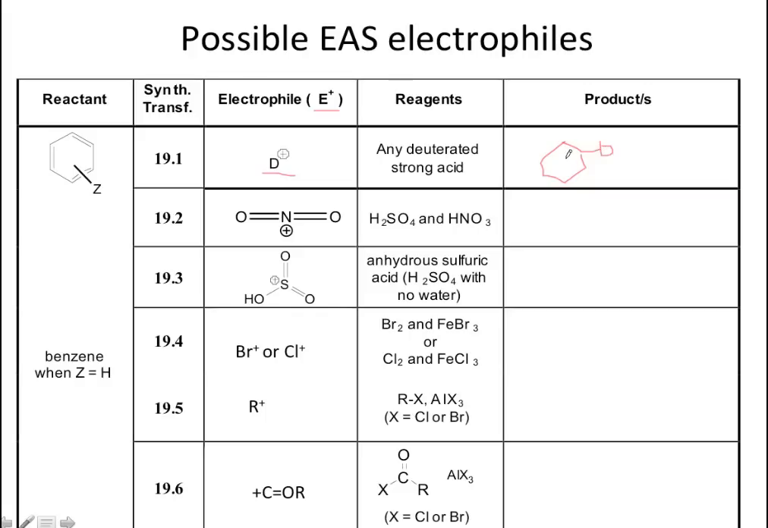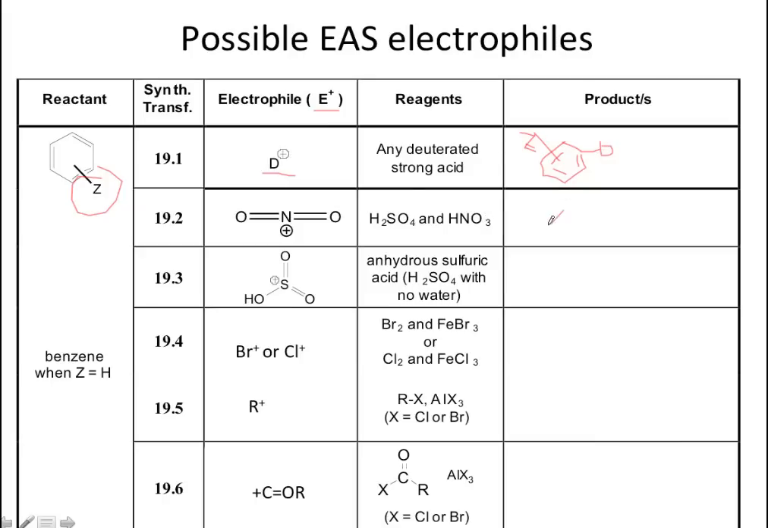Here we've represented benzene or substituted benzene by putting a Z here, meaning that somewhere on the ring we have one or more other substituents, and I'm going to put that Z in the product as well, so that benzene or substituted benzenes can substitute one of their H's for deuterium with a strong deuterated acid.